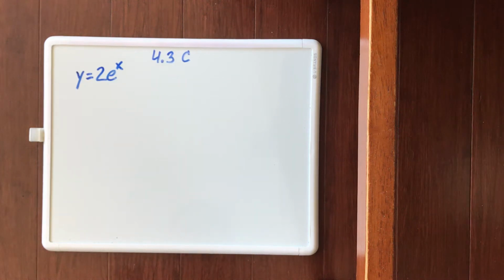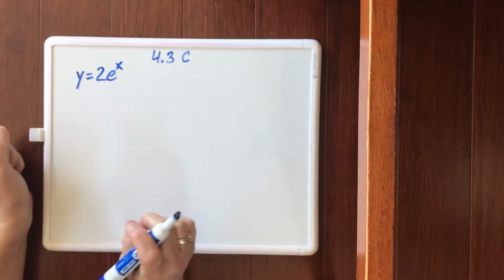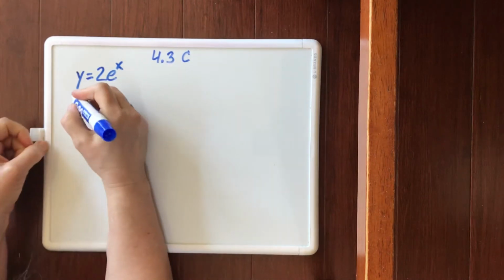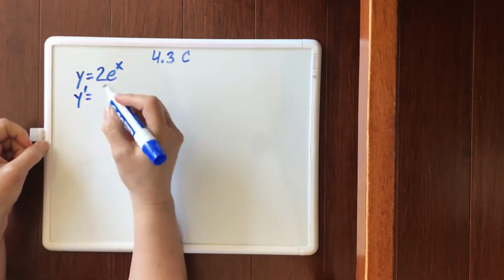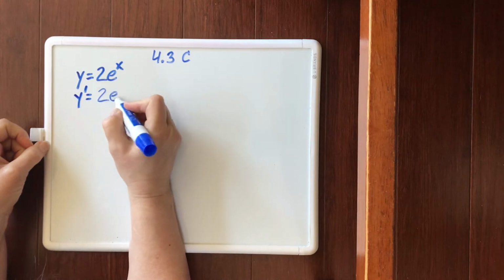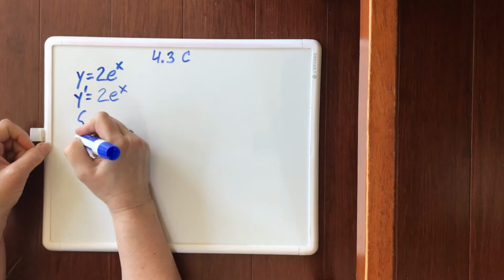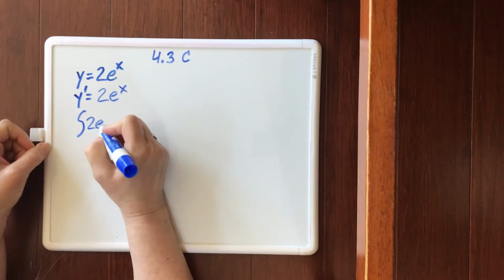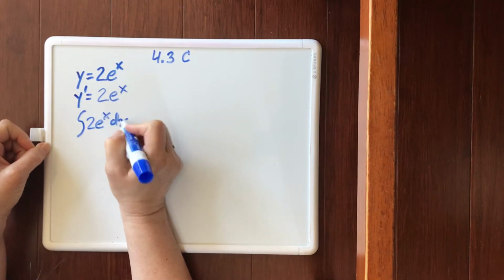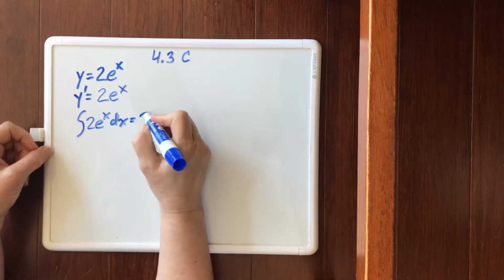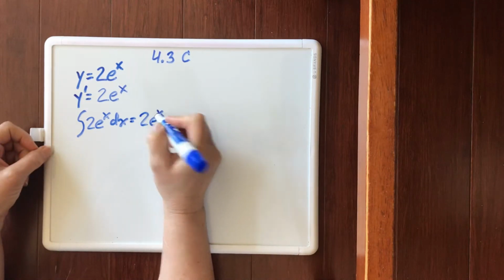Hi, back again, 4.3c. We'll let y equal e to the x. Then we know y prime equals e to the x because the derivative of x is just 1. So if we integrate e to the x dx, we just have e to the x plus c.